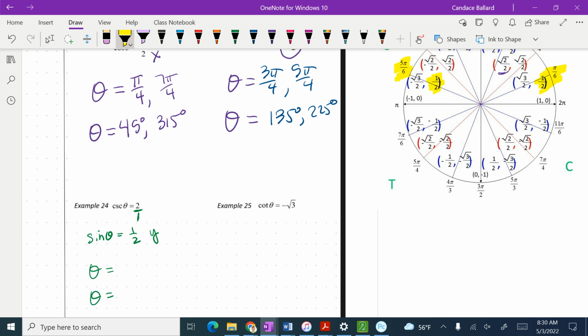All right, do we agree with where I highlighted? Pi over 6, 5 pi over 6? Yeah? Okay, so that would be pi over 6, 5 pi over 6, which is 30 and 150 degrees.